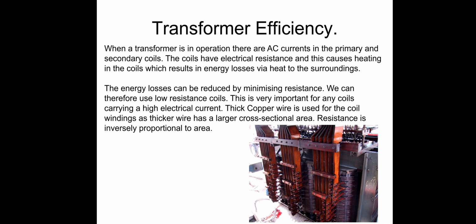It's very important for any coils carrying a high electric current to have a low resistance. So thick copper wire is used for the coil windings, as thicker wire, as you should know, has a larger cross-sectional area and resistance is inversely proportional to that area. So that's just straightforward. Resistance is proportional to 1/A from year 12 electricity. It basically links in with this equation. The resistance is equal to rho L/A, if you remember that experiment. So if you want to get those notes down, pause and then move on to the next point.